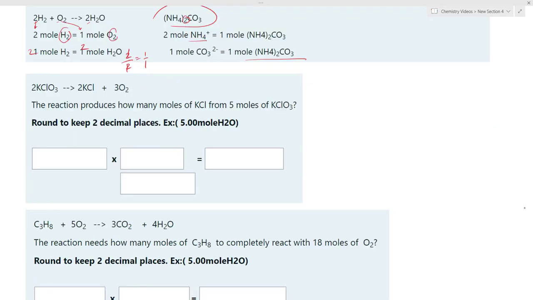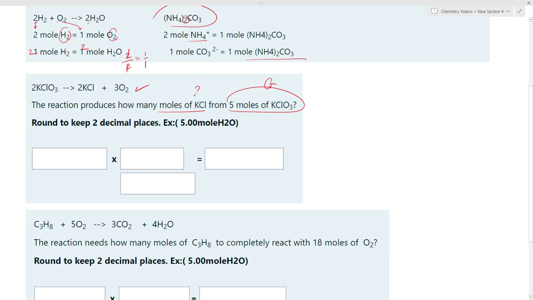In this lesson, we are going to look at how to use the balanced chemical equation to convert from a number of moles of one substance to determine the number of moles of another substance in a chemical equation. So the reaction produced how many moles of potassium chloride from 5 moles of potassium chlorate, or KClO3? Now, what is our given? So we are given right here. What are we looking for? We are looking for this one right here.